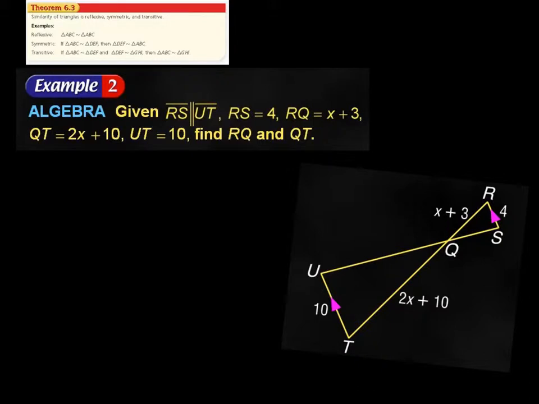For example 2, we're given that segment RS is parallel to segment UT. So that means our alternate interior angles are going to be congruent again.